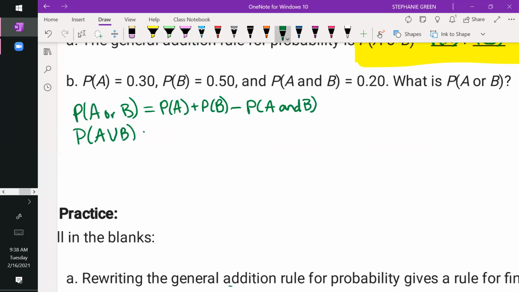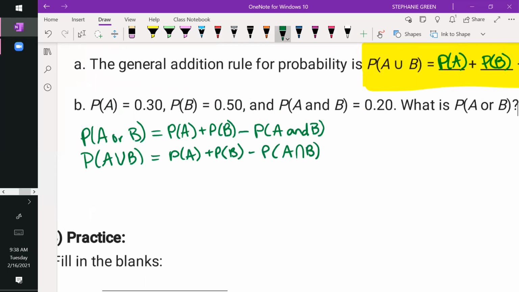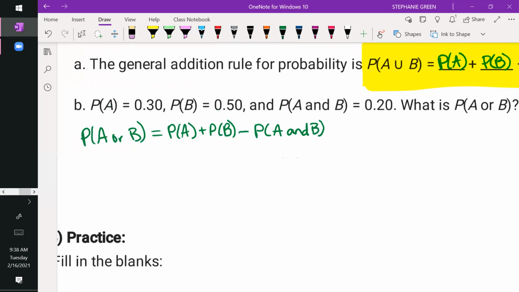Okay, so I could rewrite this with the U notation as well. So these two equations mean the exact same thing. Okay, just written 2 different ways. All right, so let's go ahead and plug in the numbers though. Let's see, the probability of A was 0.3. The probability of B is 0.5. And then the probability of their intersection, so we can subtract off that overlap, is 0.2.